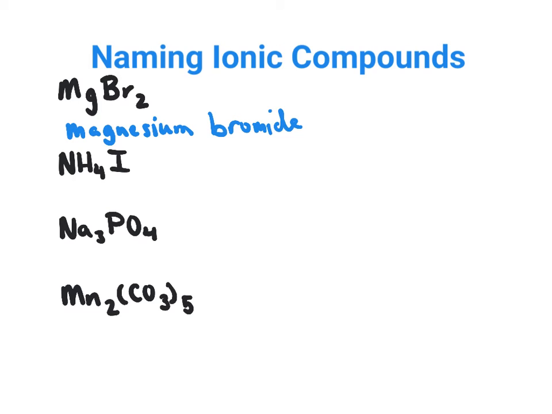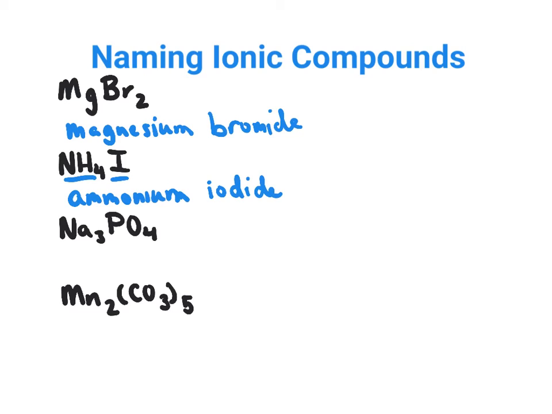The second example is a little more complicated because this first one is a polyatomic ion, but it's still the same. If the first word is a polyatomic ion, the first word is just the name of the ion, so in this case it's ammonium. The second one is still the I, it's the element from the periodic table, so it's iodine. We change the name to "ide," so it's ammonium iodide.